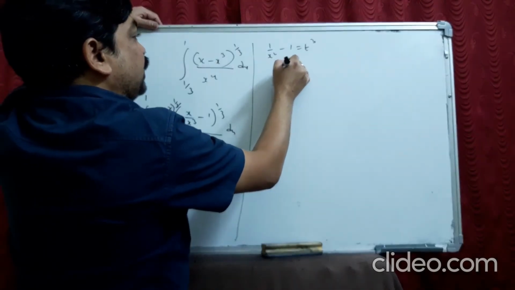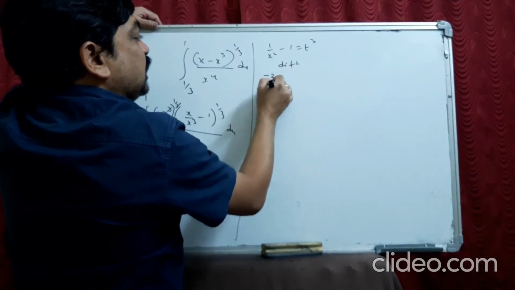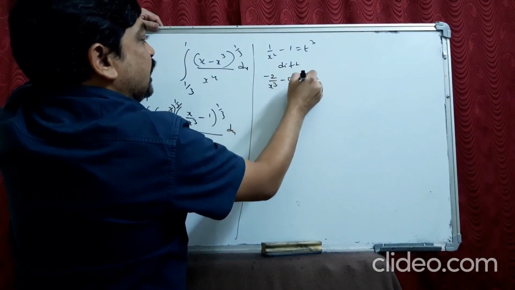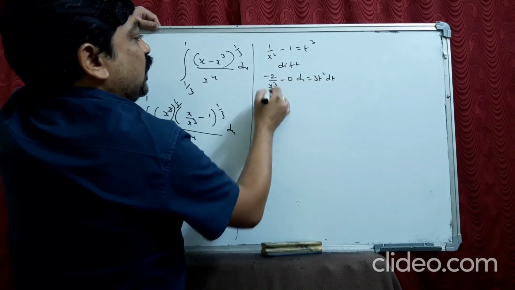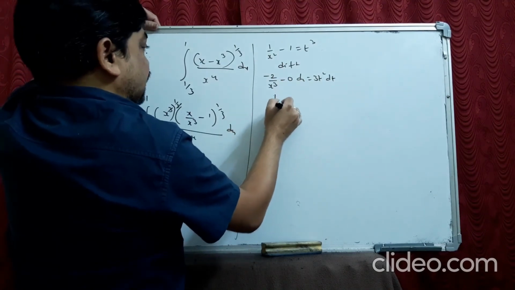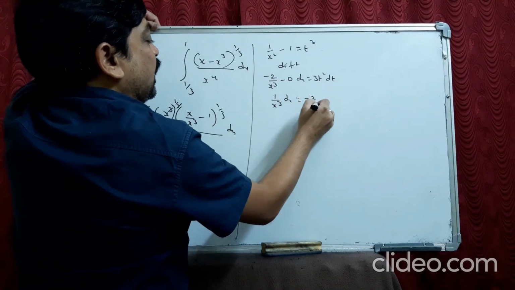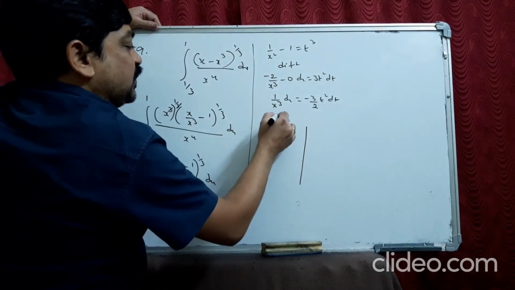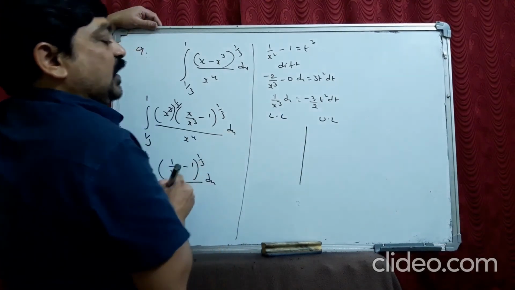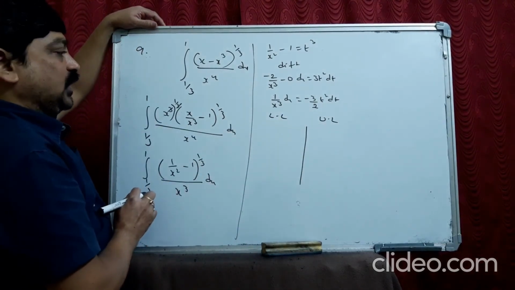Now when you differentiate this, it becomes minus 2 by x cube minus 0 dx equals 3t square dt. So 1 by x cube dx is available here. It becomes minus 3 by 2 t square dt. Also the limits have to be changed, lower limit, upper limit. Let's be a little careful in substituting limits.